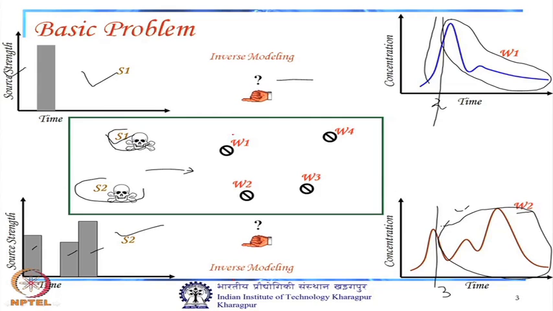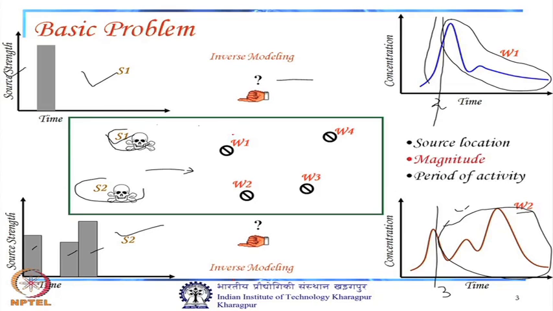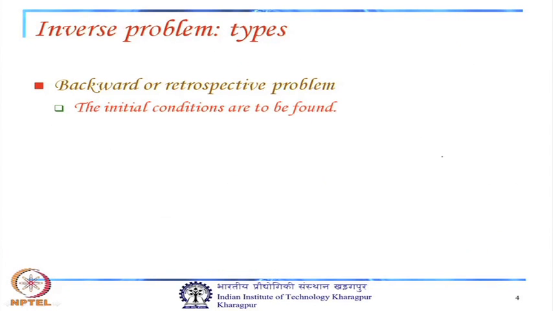So, it is important that with this complete or truncated or limited information, we need to have some kind of proper estimate of the source in terms of its strength, its location and its activity period. So, source location, magnitude and period of activity are three important aspects.